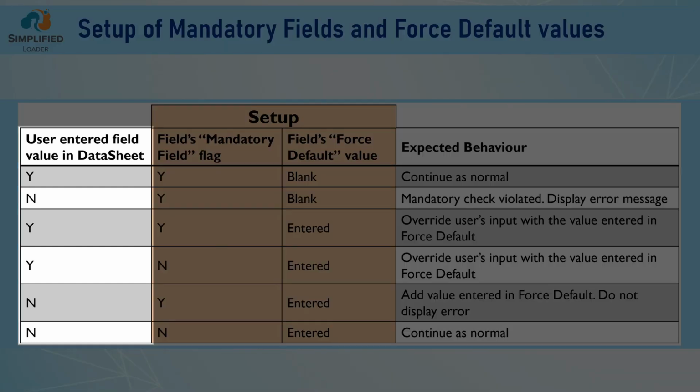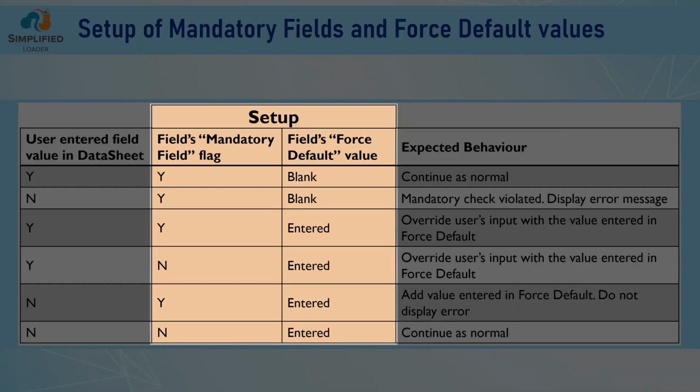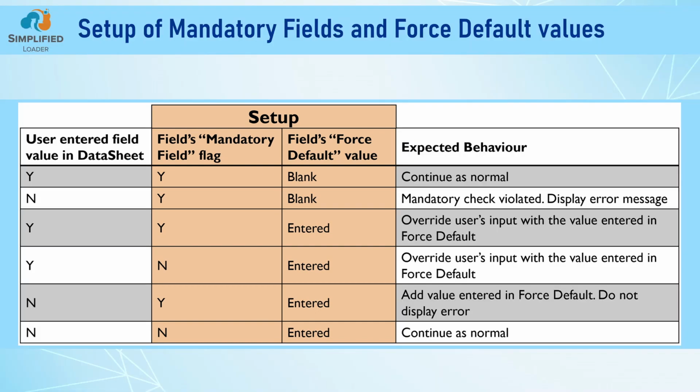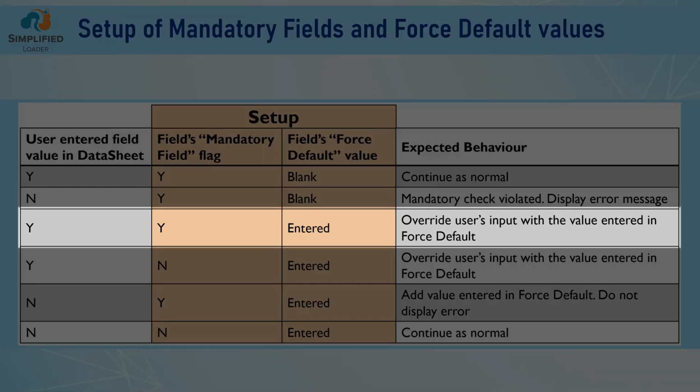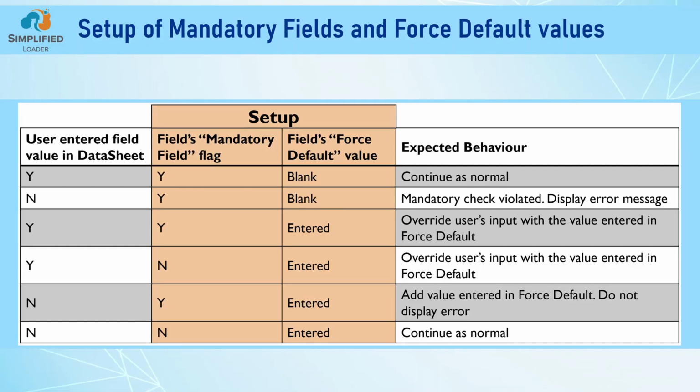The first column represents whether data is entered in the data sheet. The next 2 columns are the setup of the mandatory fields and Force Default values. The last column is expected behavior. I will go through the third row of the slide. If the user enters the value of a field in the data sheet, and the mandatory flag is set to Y in the About sheet with a Force Default value, in such a scenario, the simplified loader will override the value entered by the user in the data sheet with the value defined by the administrator in the force default setup.